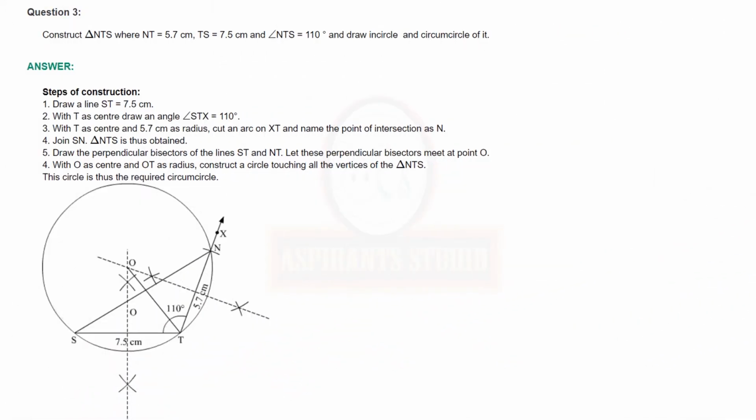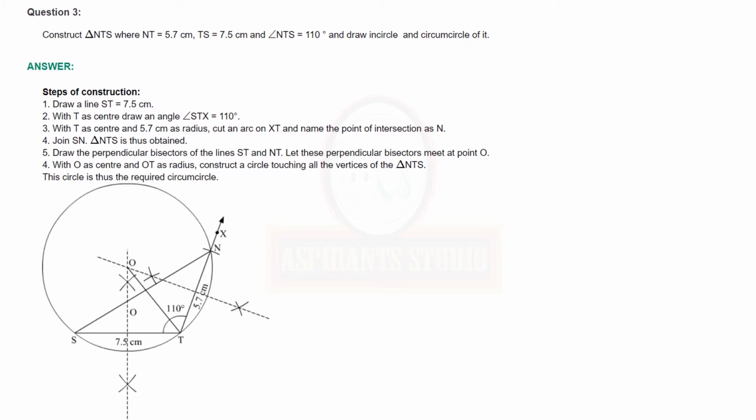Now coming to question number 3. Construct triangle NTS where NT is equal to 5.7 cm, TS is equal to 7.5 cm, and measure of angle NTS is equal to 110 degrees, and draw incircle and circumcircle of it.